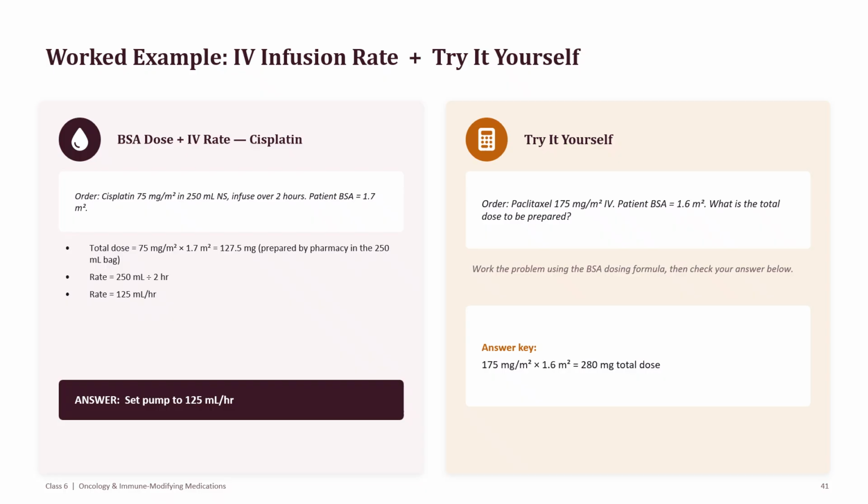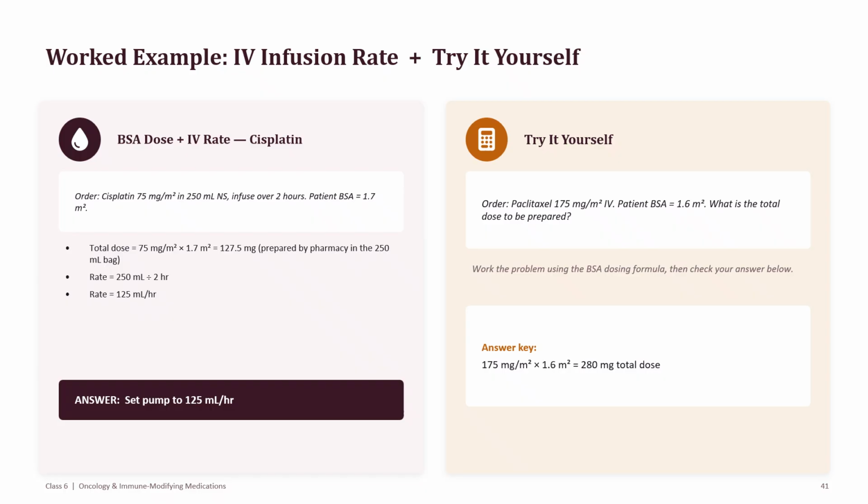So first, the total dose. 75 times 1.7 equals 127.5 milligrams. Now, here's a subtlety that's worth noticing. Pharmacy has already prepared this exact amount in that 250 milliliter bag. So when you calculate it yourself at the bedside, you're not actually determining the dose from scratch. You are verifying that what arrived matches what was ordered. And that's a real life safety check.